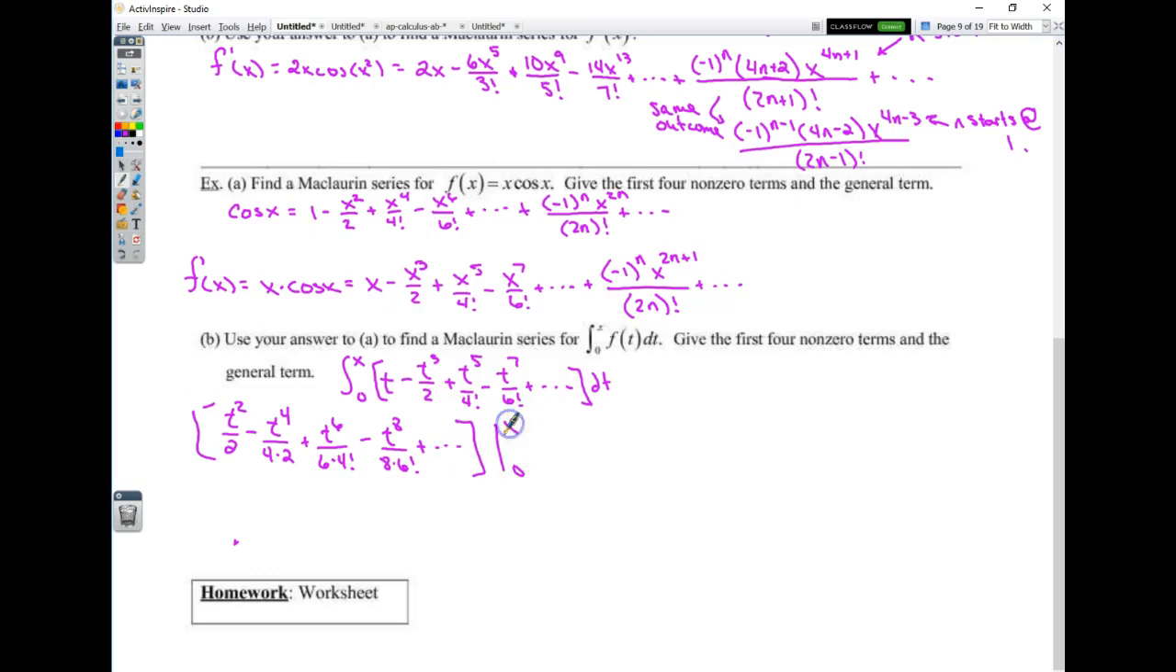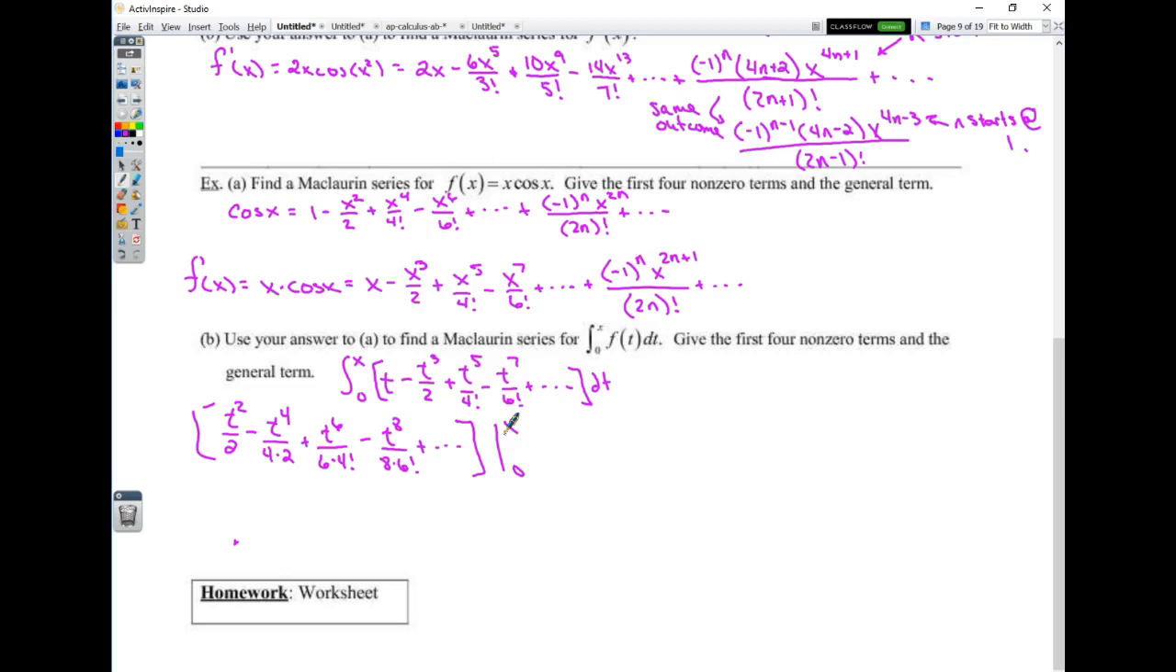Evaluated from 0 to x. Now, here's the next thing that I want to point out. I'm going to look at this series at x, and I'm going to look at this series at 0, and I'm going to do the series at x minus the series at 0. I can actually add and subtract series. I can actually take an infinite number of terms and add the infinite number of terms to another infinite number of terms to get a different series of an infinite number of terms.